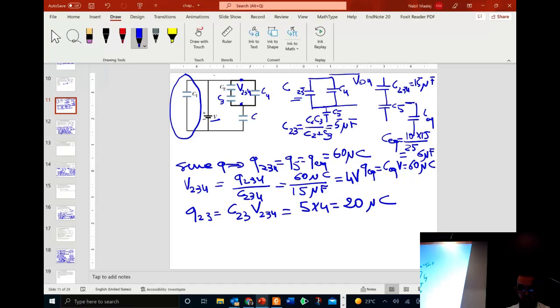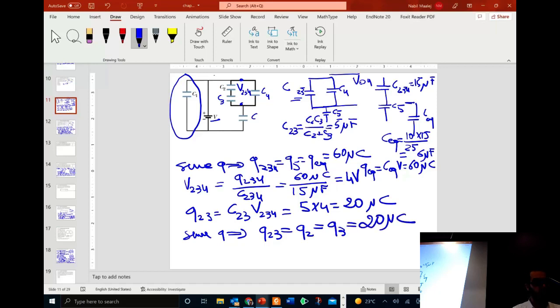But capacitor C23 is a series combination of C2 and C3. So I can use series Q again. Series Q gives me Q23 is equal to Q2, which is also equal to Q3, and this is equal to 20 microcoulombs. So I had to work backwards.